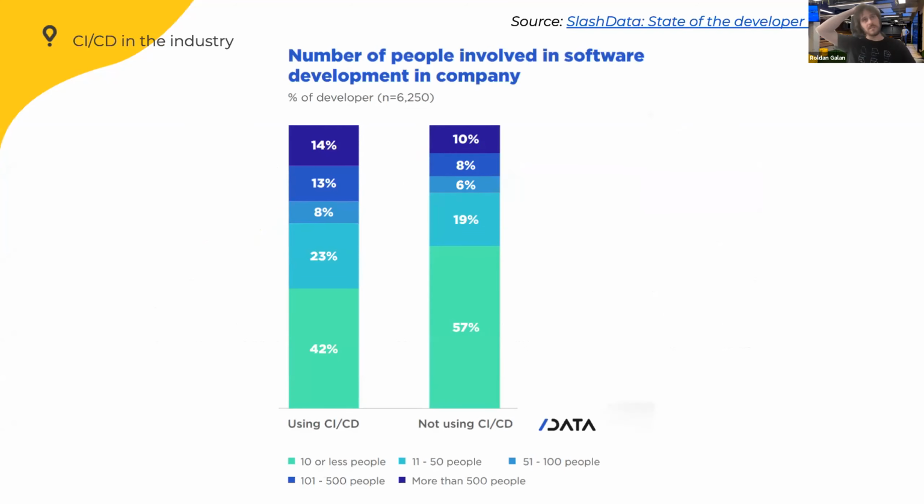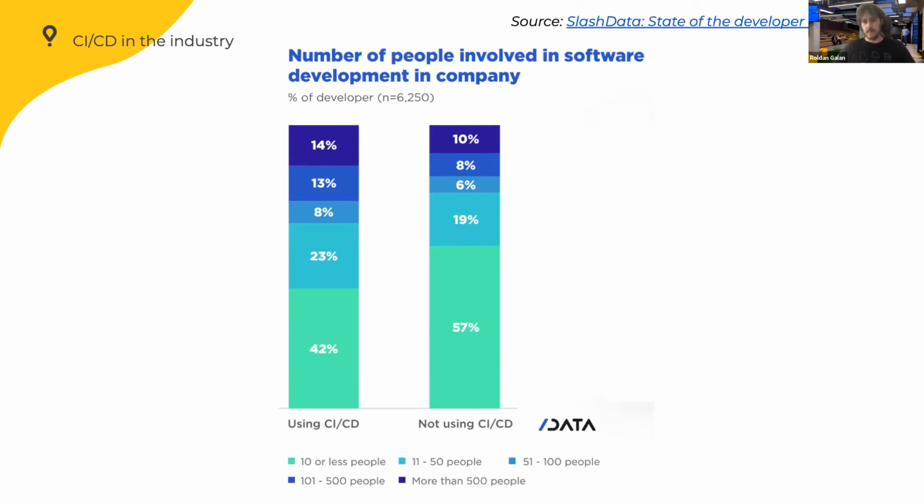First, some numbers. In the software industry, I think everyone agrees that continuous improvement is a must. Everyone agrees that automation is more reliable than any manual task, and this is more true as a company scales. In these graphs, the left one is people using CI/CD, the right one is people not using it, and the colors represent the number of employees in the company. As you see, as companies get bigger, they have more and more adoption of CI/CD tools.